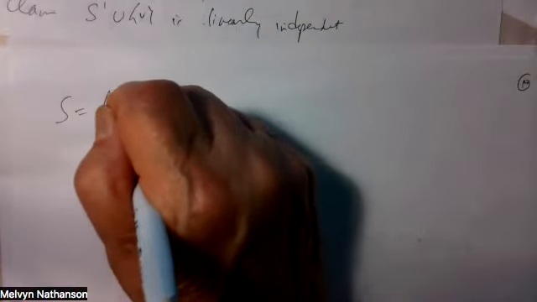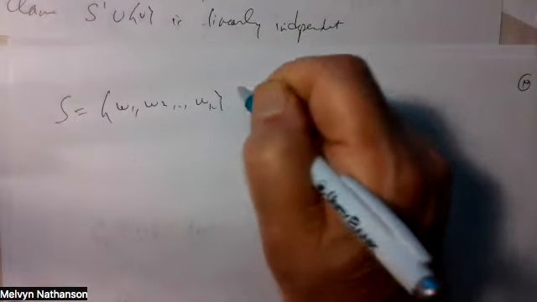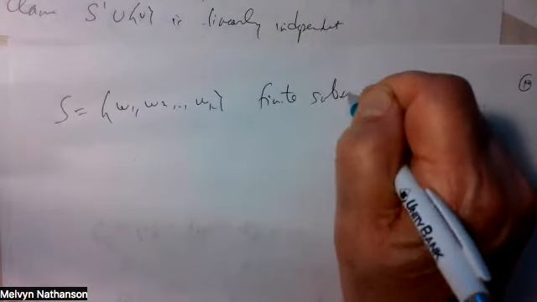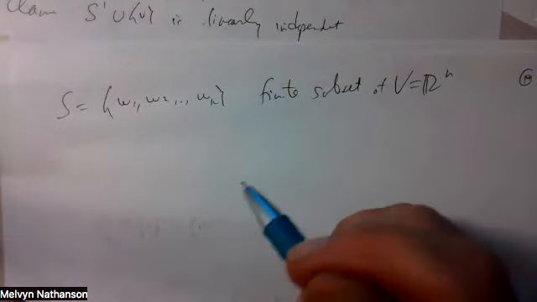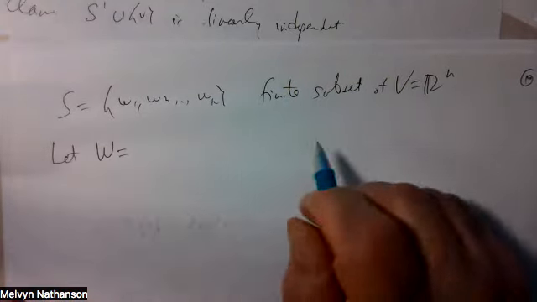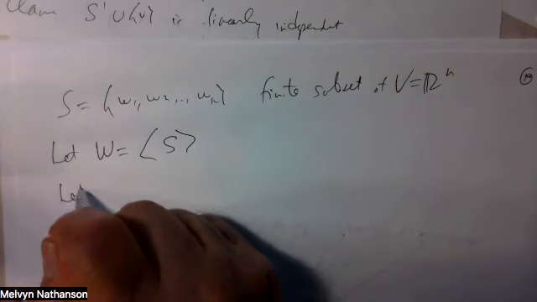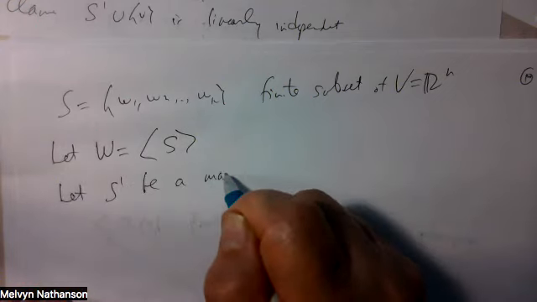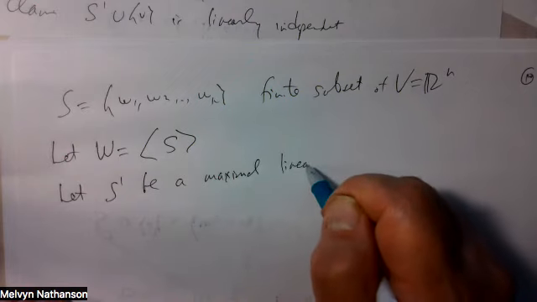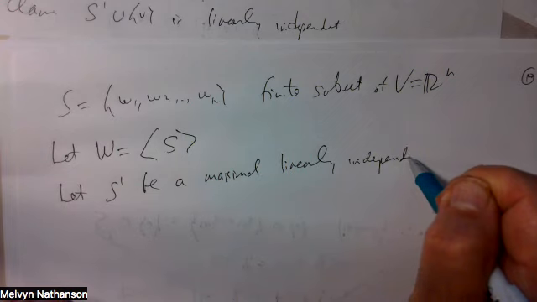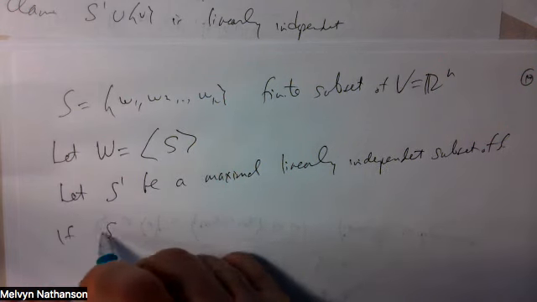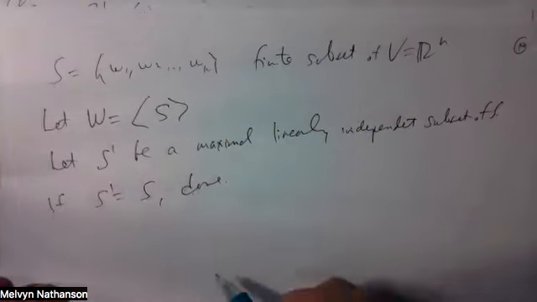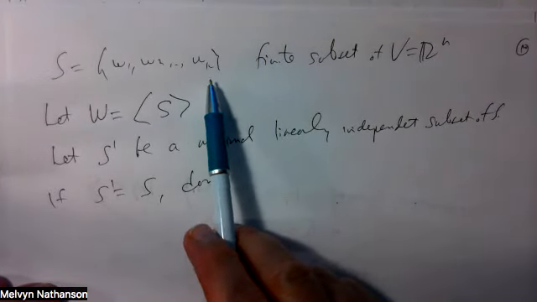So suppose S is a finite subset of my vector space R^n, and I let W be the subspace generated by S. Then let S prime be a maximal linearly independent subset of S. If S prime, in fact, is equal to S, we're done, because S is a linearly independent subset of itself and it generates W.